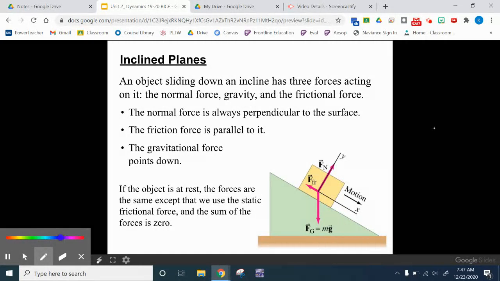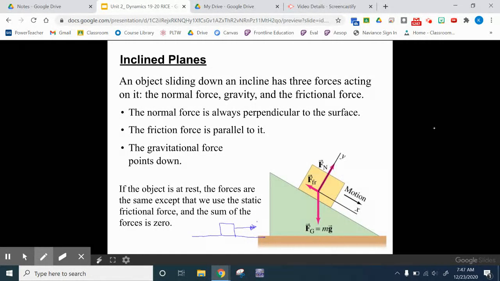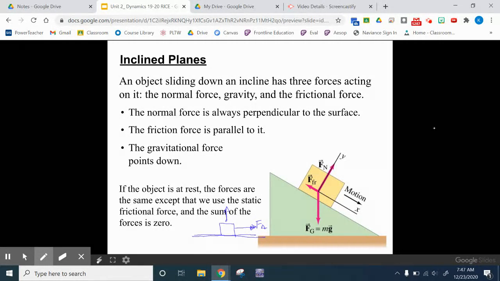In the interest of doing so, up to this point, we have looked at objects, often boxes, sliding across the ground. Maybe we put an applied force on it and we drag a box across a flat, horizontal surface. When that's the case, we have a normal force that acts upwards, a gravitational force that acts straight down, and often a friction force that opposes the motion.